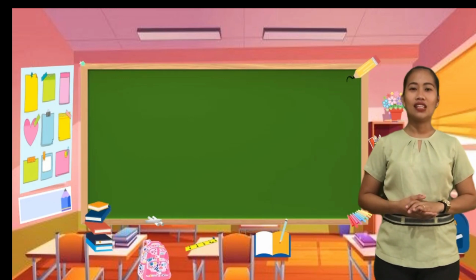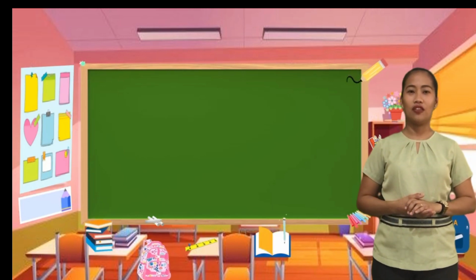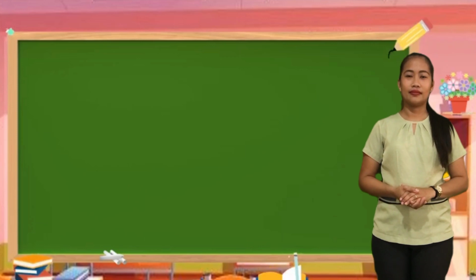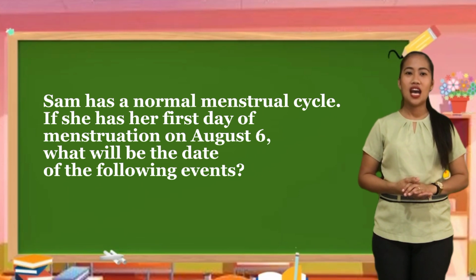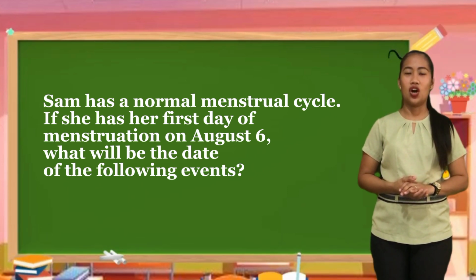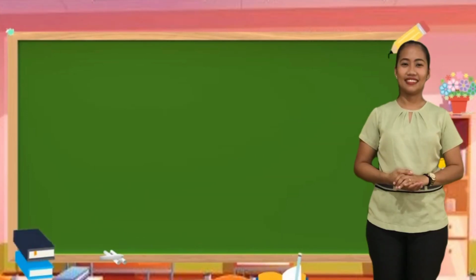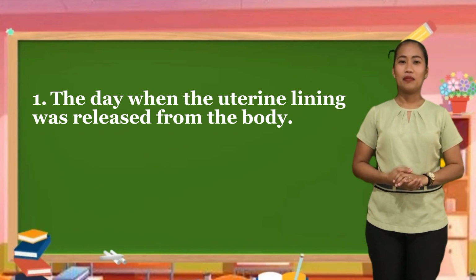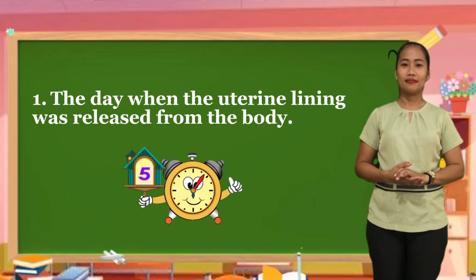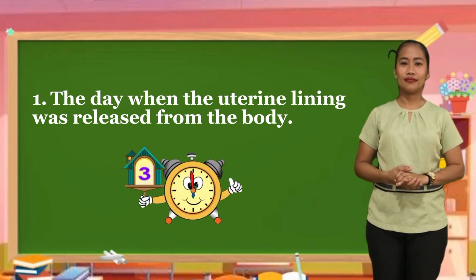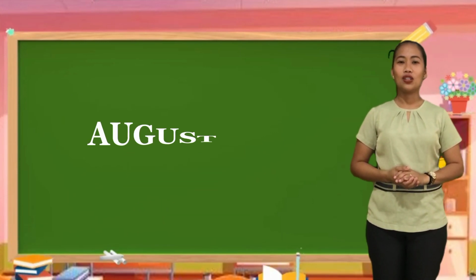This time, let's read the short text and do the activity below. Write your answers on a sheet of paper. Sam has a normal menstrual cycle. If she has her first day of menstruation on August 6th, what will be the date of the following events? Number 1. The day when the uterine lining was released from the body. That's right! The answer is August 6 to 10.